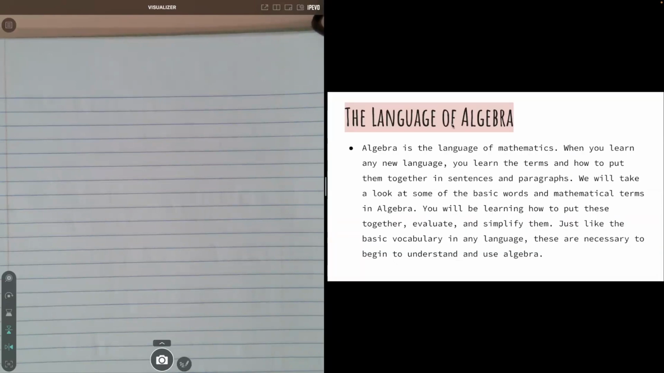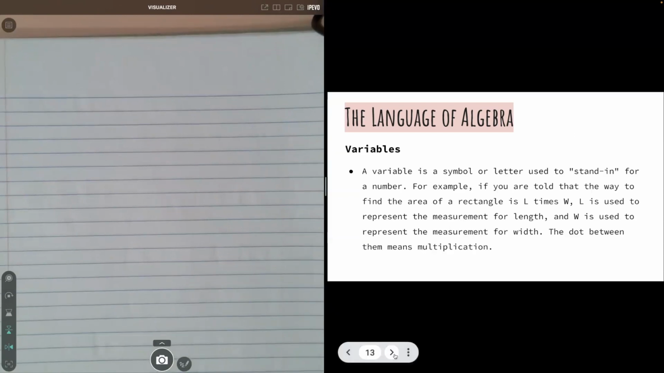Okay, so the concepts for today are the language of algebra. So algebra is the language of mathematics. You learn any new language, you learn the terms and how to put them together into sentences and paragraphs. So in this case, it would be like putting those terms together to form expressions. We'll be learning how to put the terms together, and evaluate and simplify them. So that's going to come later on in the week. Just like the basic vocabulary in any language, these are necessary to begin to understand the use of algebra.